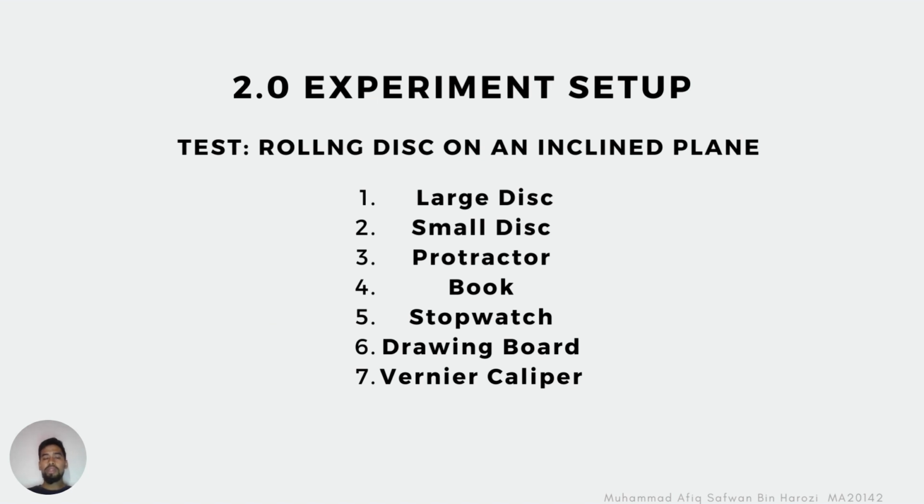For the experiment setup, these are the things that we will be using. The first ones are the large disc, small disc, protractor, book, stopwatch, drawing board, and vernier caliper.